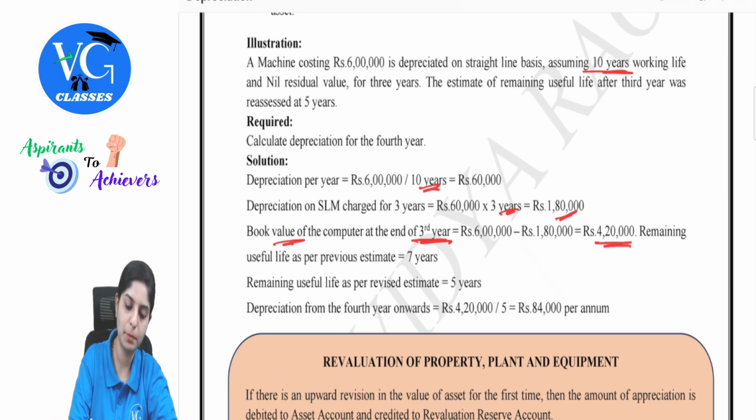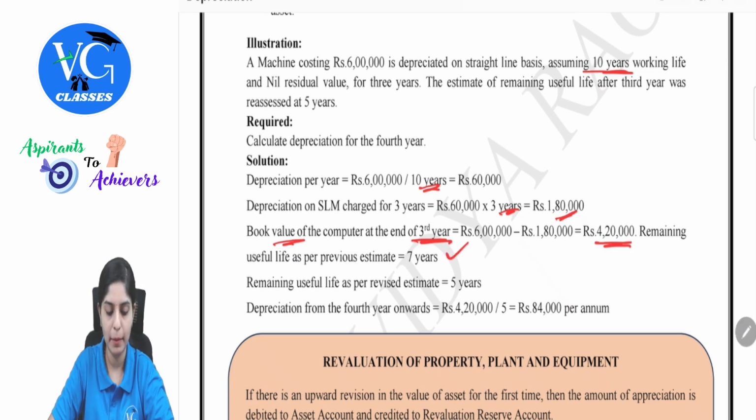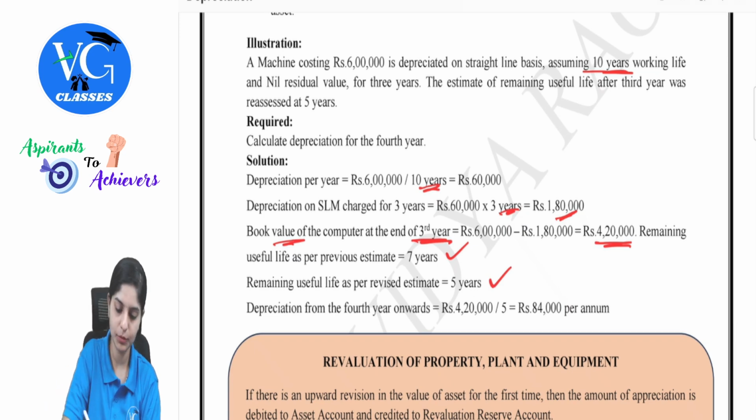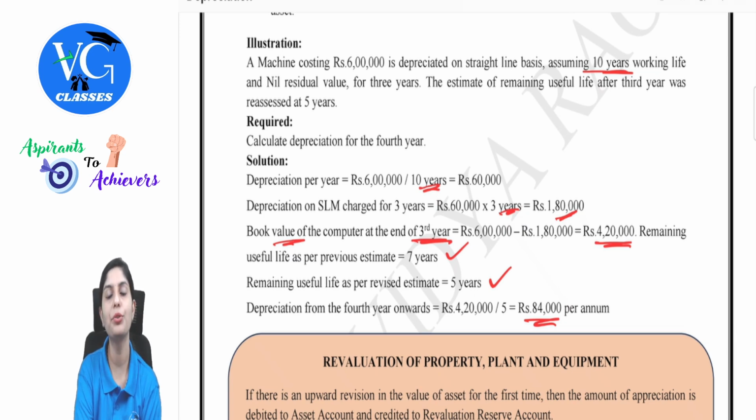Remaining useful life as per previous estimate was 7 years. But now this has been reassessed to 5 years. So we will consider the reassessed useful life. So 4 lakh 20 divided by 5 years. So that will come to 84,000 per annum. I hope you are understanding the impact on the depreciation amount due to these changes.